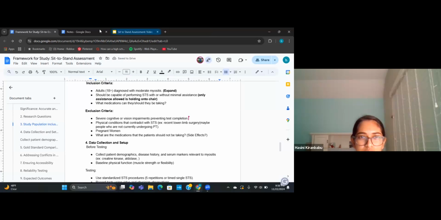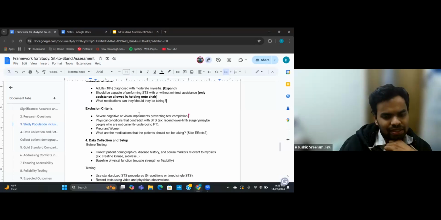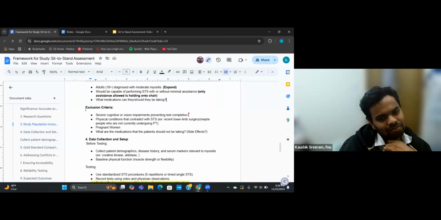Did I word that right? Severe cognitive or vision impairment preventing. Yeah, that's pretty good. Physical condition that contradicts with. So you should not use so much English over here. You should make it as simple as possible.